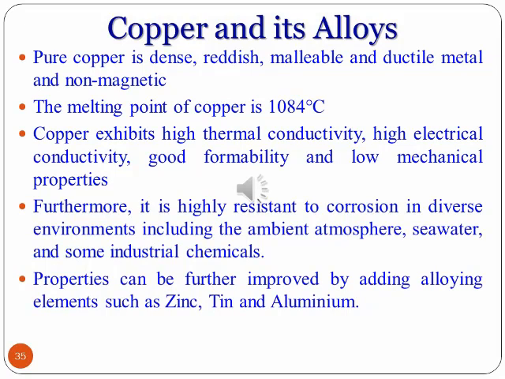So the first type of alloy is copper and its alloys. Pure copper is dense. It is a reddish, malleable and ductile metal and non-magnetic. The melting point of copper is 1084 degrees Celsius and it exhibits high thermal conductivity, high electrical conductivity, good formability and low mechanical properties. Further, it is highly resistant to corrosion in very diverse environments including ambient atmosphere, seawater applications and other industrial chemical applications.